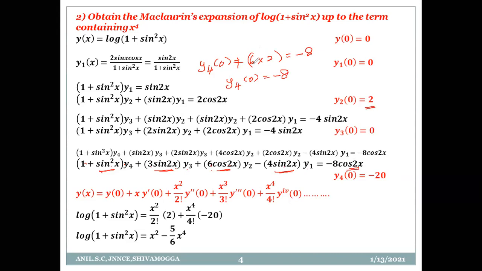This minus 8. 6 into 2 is 12. Transform this 12 to RHS, you get minus 12. Minus 8 minus 12 is minus 20. This is the fourth order derivative. Rest is very simple. Write the series, substitute.